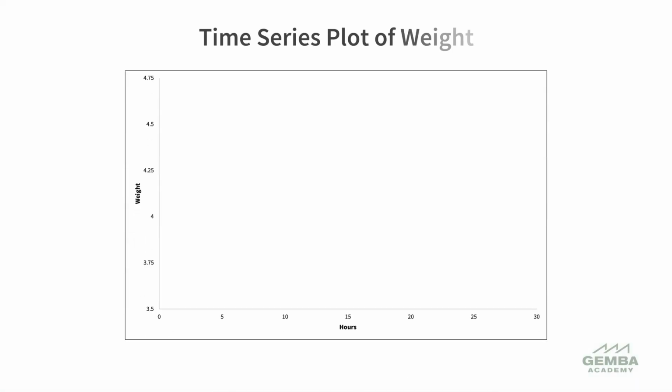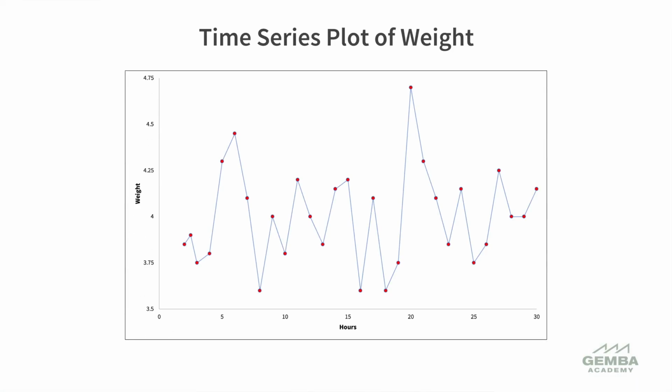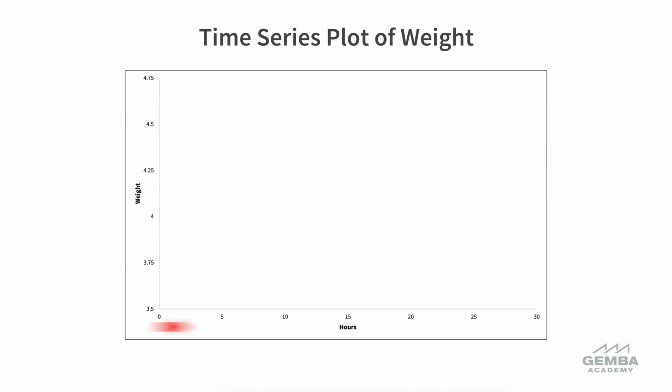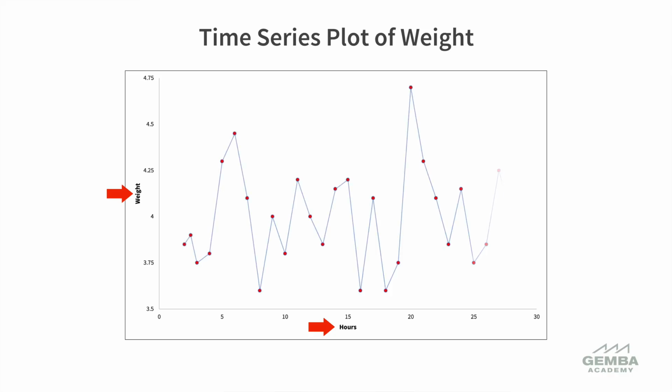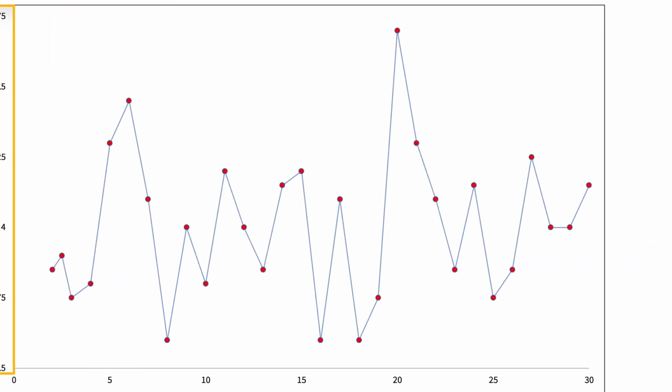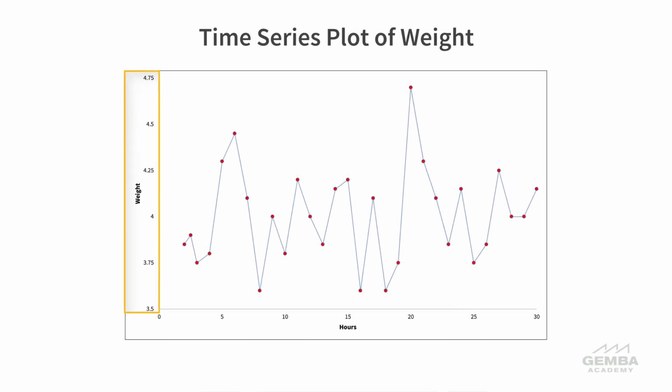The last type of graph we'll review is the time series plot, which we can use to plot variable data in time order. For example, let's say our plastic part producers want to determine if part weights vary throughout the day. To do this, they collected part samples every hour and weighed them. Once they had enough data points, they created this time series plot. From this graph, we can see that parts ranged in weight from 3.5 pounds to 4.6 pounds, and that the time of day doesn't seem to have an impact on weight.